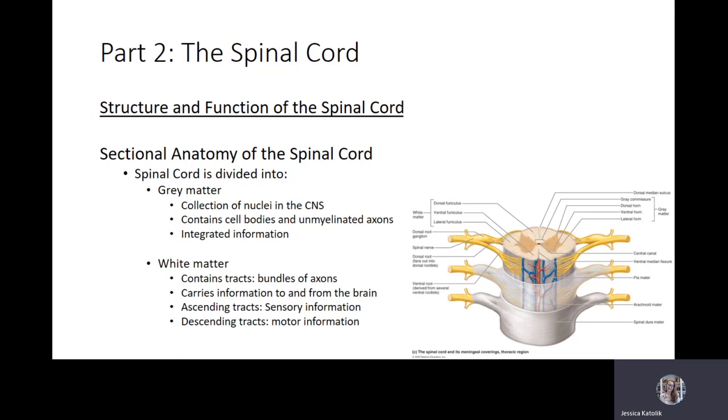This is really important clinically because it can help us understand, if the spinal cord gets damaged and there are certain symptoms associated with that damage, those symptoms can help us pinpoint where that damage is occurring within the spinal cord. So it can be a really useful tool to understand how the spinal cord is divided up regionally and what regions associate with the body.